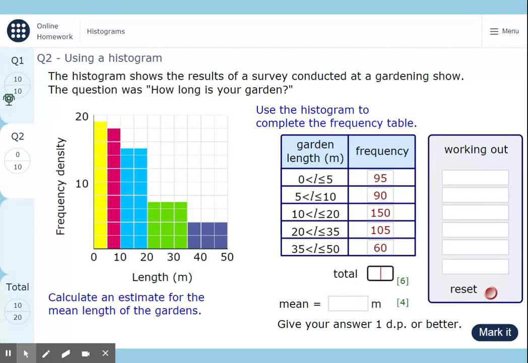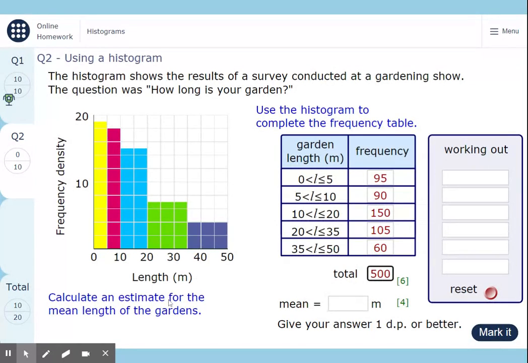All right. So to complete this frequency table, let's add all of those up. So 95 plus 90 plus 150 plus 105 plus 60 equals a wrong input in my calculator. So I'm going to do it again. 95 plus 90 plus 150 plus 105 plus 60 equals 500. Oh, what a nice number.